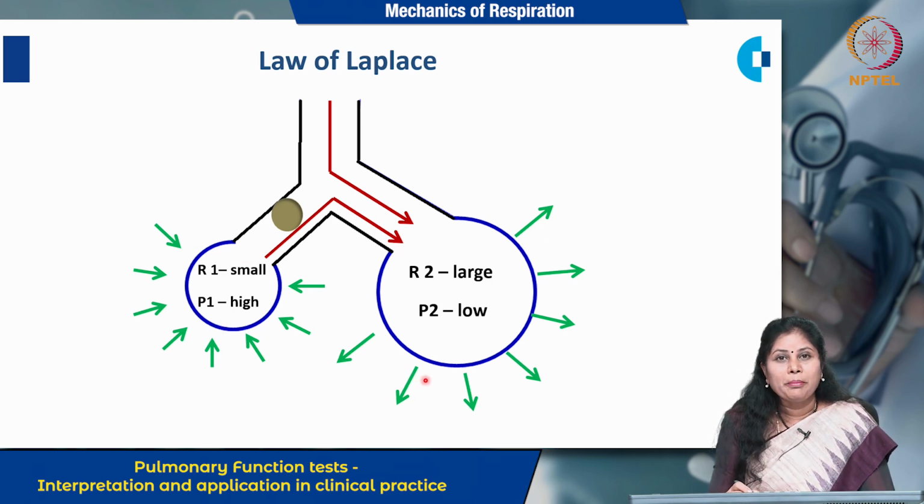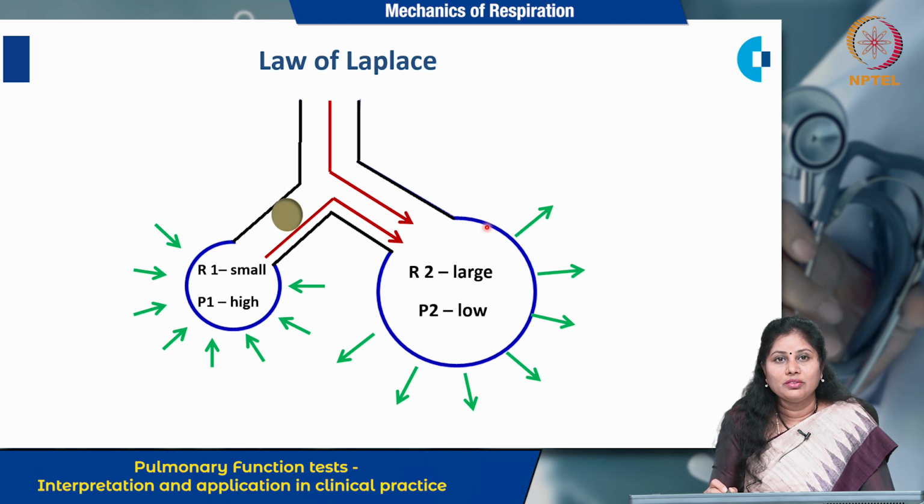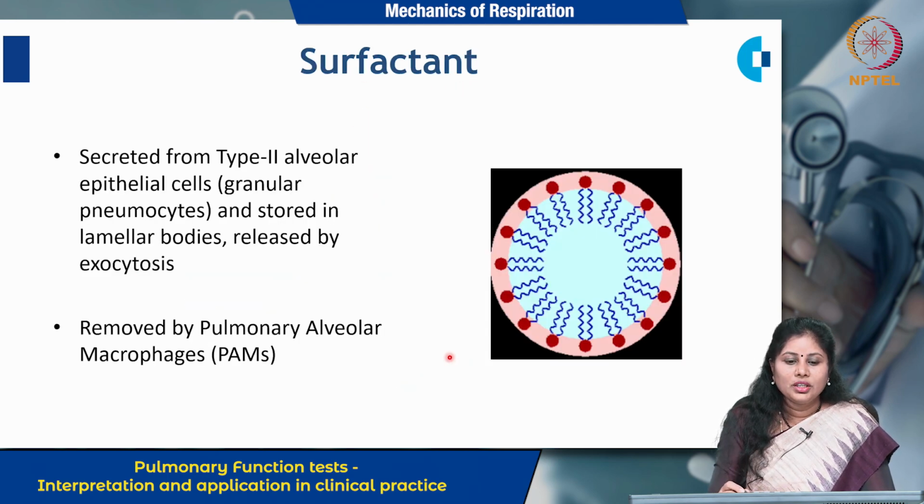But this is not happening normally. There is something in our normal lungs which prevents this collapsing of the alveoli, also prevents too much distension of the alveoli, and provides stability to the alveoli. That is surfactant. This surfactant is actually a chemical which is a combination of proteins and lipids.